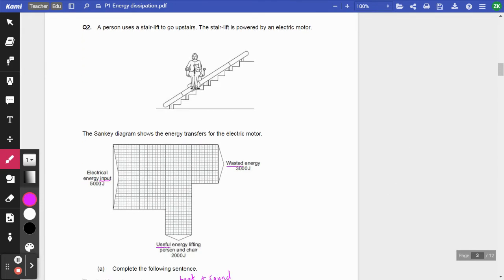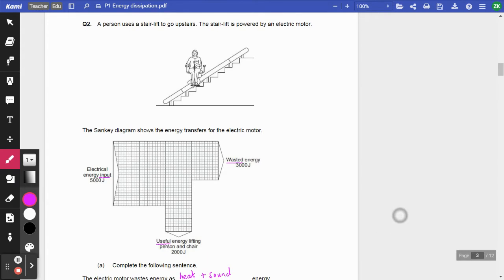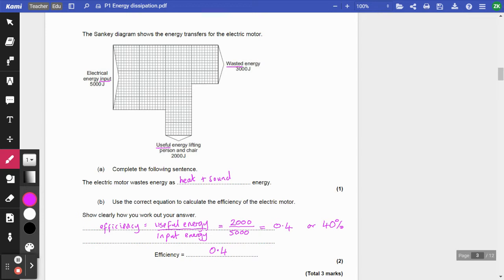Question 2. Here we've got a person using a stair lift to go upstairs. The stair lift is powered by an electric motor. A Sankey diagram shows the energy transfers taking place. We know 5,000 joules goes in as electrical input. 2,000 out of those 5,000 goes as useful energy in lifting the person up the stairs, and the rest of it, 3,000 out of the 5,000, is wasted. The electric motor wastes energy as heat and sound energy.